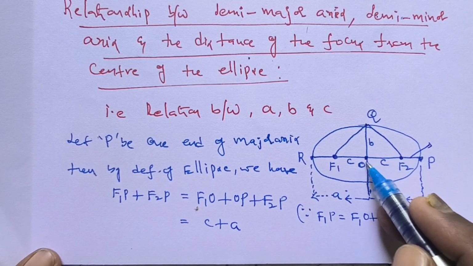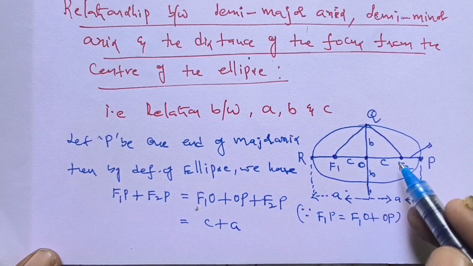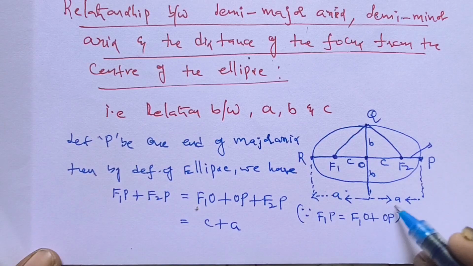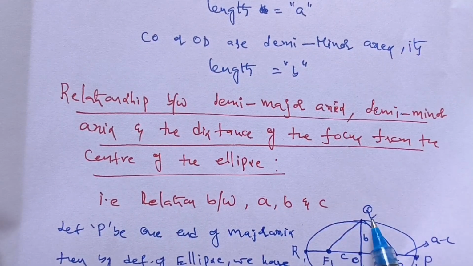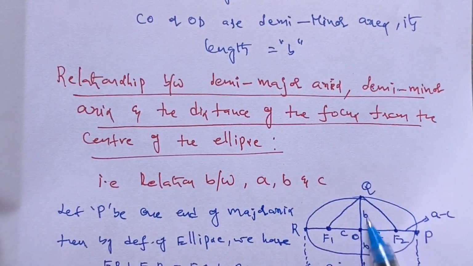So to find F2P here, OP is a units, OF2 is c units, F2P is a minus c. So plus F2P is a minus c here. So plus c minus c cancelled, a plus a equals 2a. So by assuming the point P, we have this.